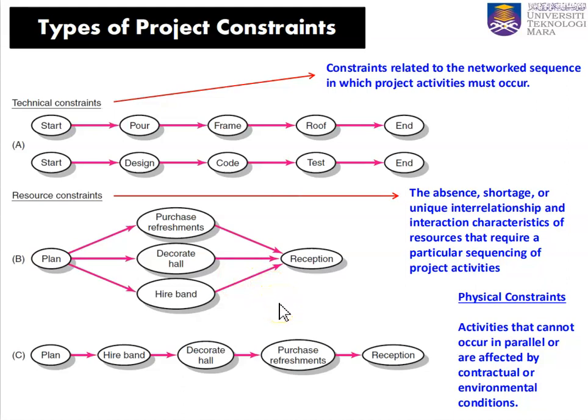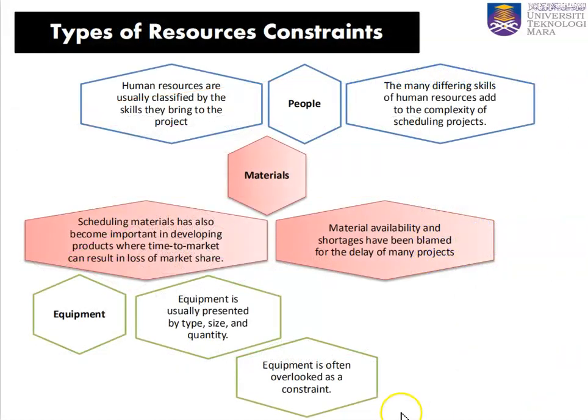While resource constraints, or physical constraints, mean that some of the activities cannot occur in parallel. So we'll look into some of the types of resource constraints that we mentioned before. What are the resources involved in project management? Resources that are involved in project management are people, materials, and equipment.